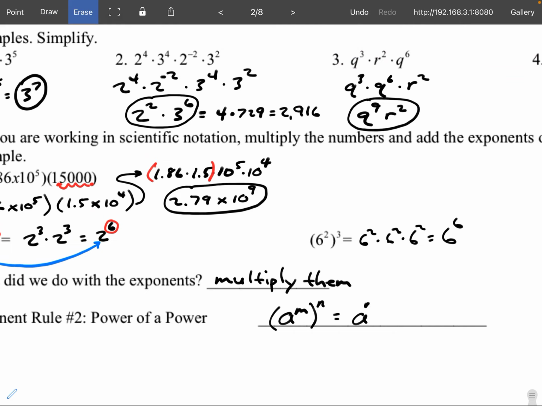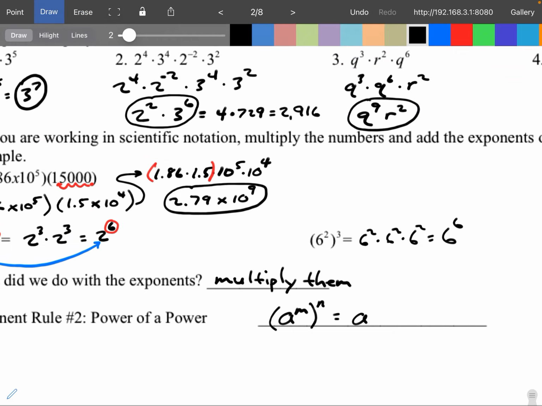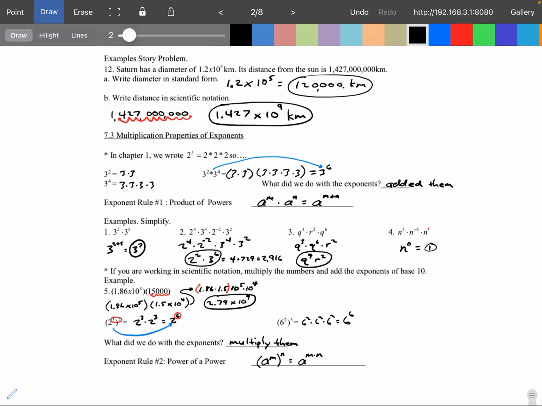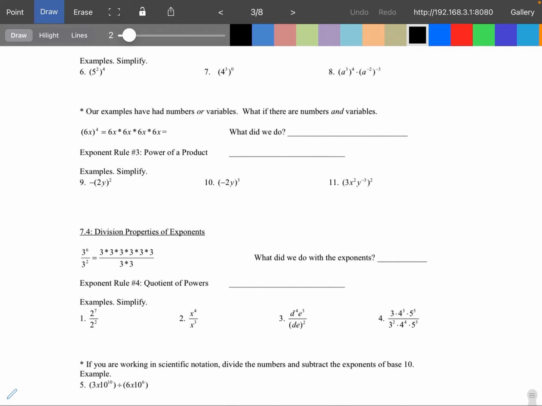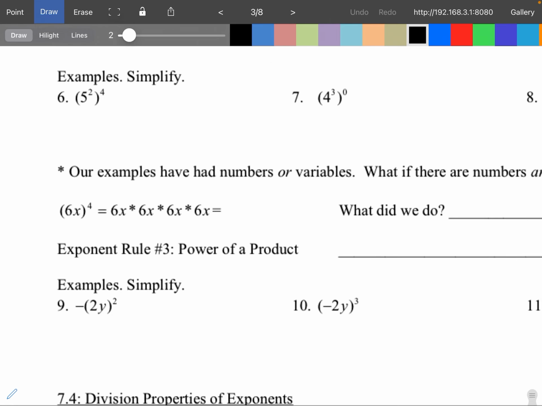You guys good with that one? All right, so then we got to turn the page, right? So now we're going to apply that rule.